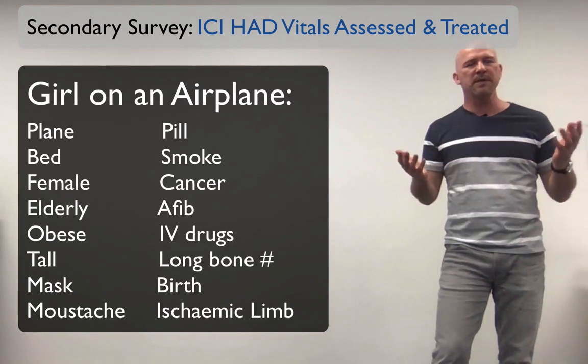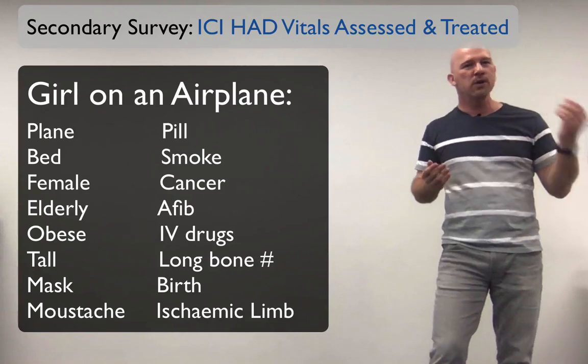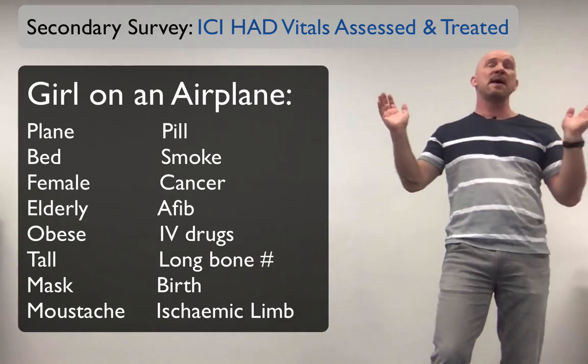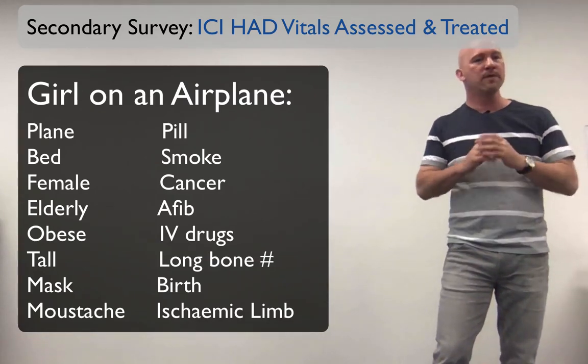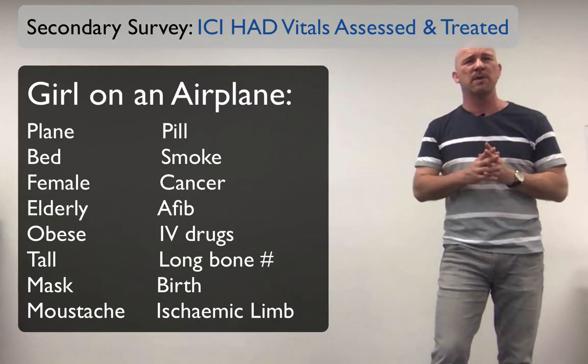She's not grossly obese. She's not really tall. She's not elderly, so I'm not worried about those. Are you a smoker at all? Are you crazy? I'm an asthmatic. Okay, good. You've never had cancer? No, haven't had that. She's not an AFib, so I'm not worried about that.